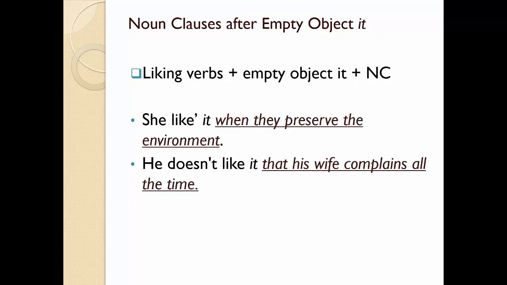As for the thinking verbs, such as think and consider, we can use "it" as an empty object plus a noun and a noun clause. For example, I thought it pride when I didn't apologize. The thinking verb is "thought", "it" is the empty object, "pride" is the noun, and "when I didn't apologize" is the noun clause.